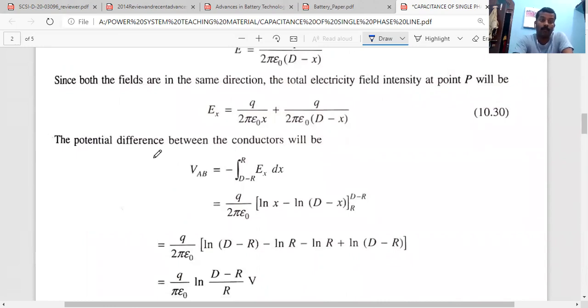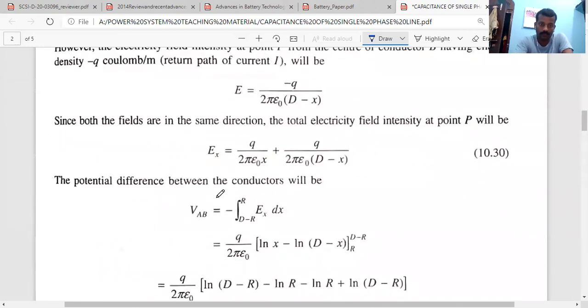And for potential difference, you just be careful here. Electric field is the electric field intensity, while V is the potential difference. Potential difference means the difference between two points, while for electric field intensity there is no need of two points. It's simply the electric field intensity. Potential difference will be calculated by integrating Ex between the two points, d minus r and r.